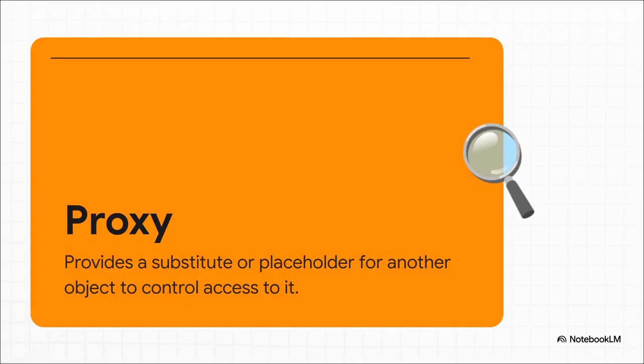The last of our wrappers is the proxy. And a proxy acts as a substitute or maybe a gatekeeper for another object. A credit card is the absolute perfect proxy. It's not the money itself, right? It's a secure placeholder that controls your access to the real, valuable object, the cash in your bank account.